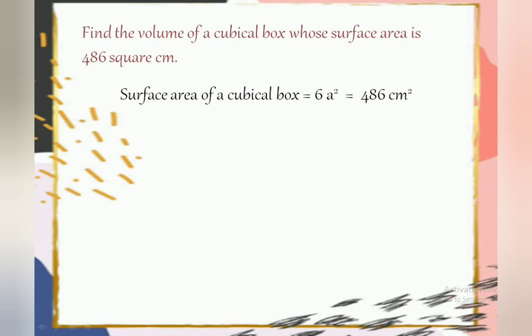We can find a square from there, right? A square equals 486 divided by 6. It will be 81. How can we find the value of a from here? Yes, it is the square root of 81. You know it. Yes, it's 9 itself. So, a, the side of the cube, is 9.